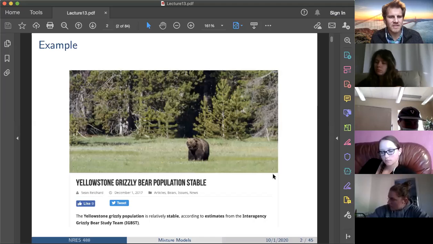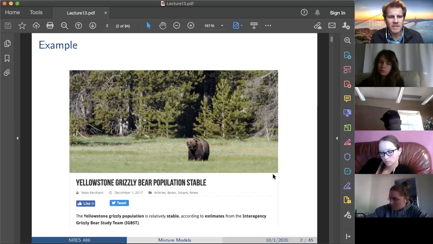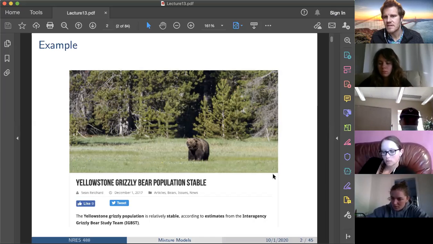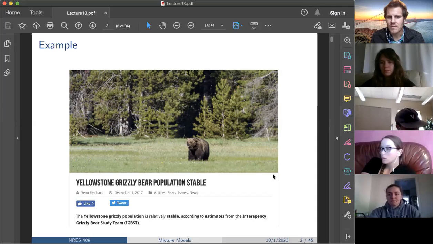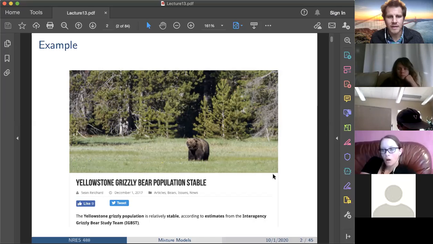Okay, so starting off with an example. Here was a press release related to the Yellowstone grizzly bear population. They said the population is stable. Well, how do they estimate what that population is? It's very hard to go out and count grizzly bears. Even things like distance sampling don't work very well, because if you're flying in a plane over a forest, you can't see animals that are on the line. So we need some method for estimating the population size of grizzly bears, of really any wildlife population that's difficult to see.